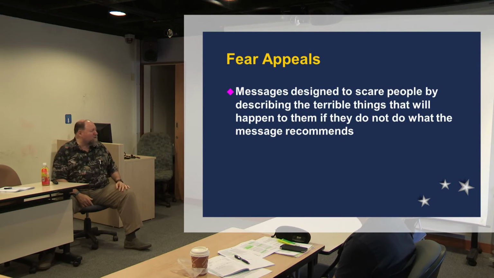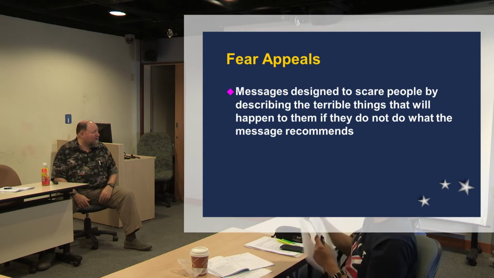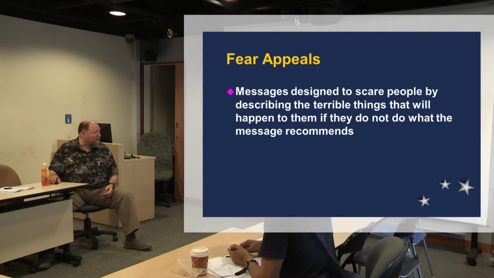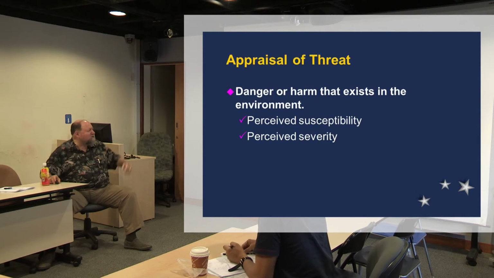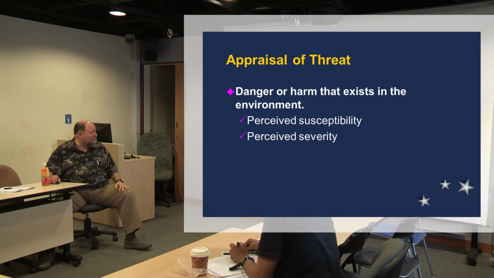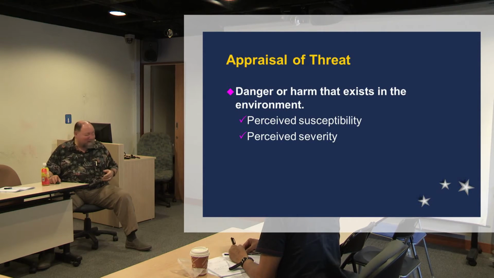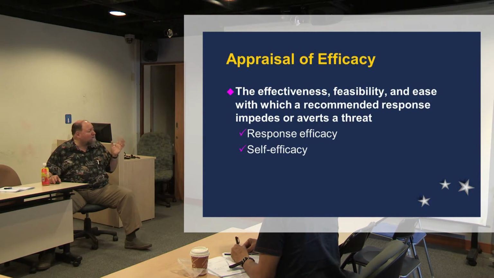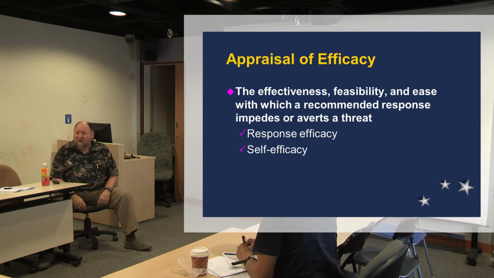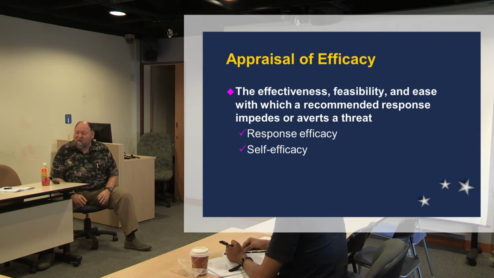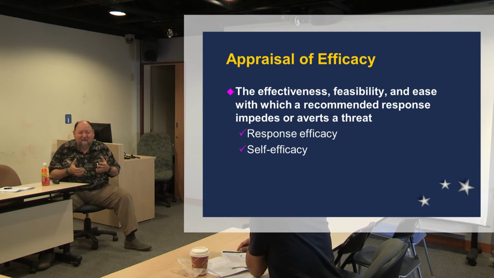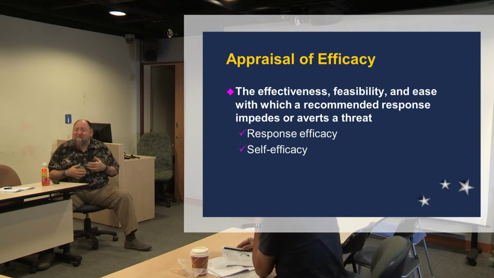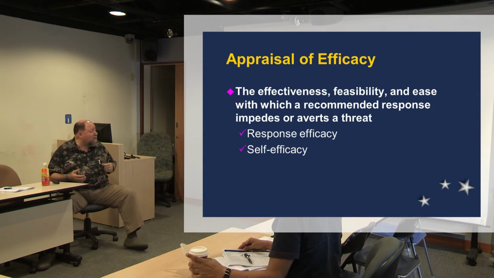So messages are designed to scare people, describing terrible things that will happen to them if they do not do what the message recommends. We often do that by showing really vivid threats, danger or harm that exists in the environment, perceived susceptibility, how susceptible you are to these threats, and perceived severity, how bad it is going to really hurt you. Then you want to influence their appraisal of efficacy, which means that they can actually do something about it. This was part of the work that Kim Witte introduced: if you want fear appeals to work, you've got to give people a way out. You're building pressure, you're building tension, and if you can't reduce that tension, then people will just stop thinking about it because of self-preservation. But if they have something they can do, and it's easy to do, then they'll try to accomplish their goal.